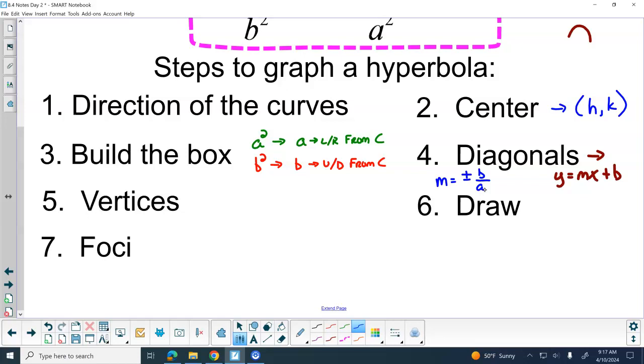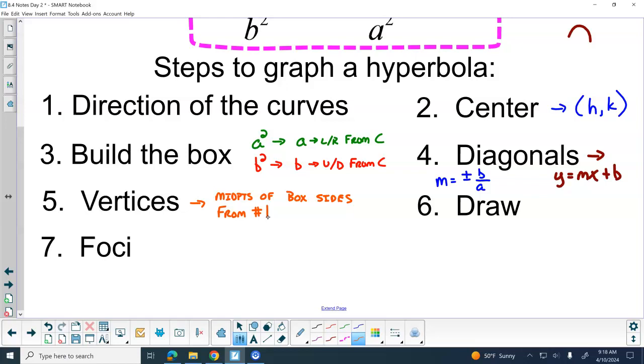Then we said vertices. Vertices are the midpoints of the box sides from the direction of opening, from number 1. So if your hyperbola opens left and right, we're talking the midpoints of the left and the right sides of your box. If your hyperbola opens up and down, we're talking the midpoints of the up and down sides of your box. Okay? Step 6, we can draw it in.